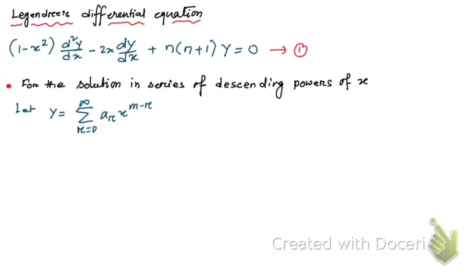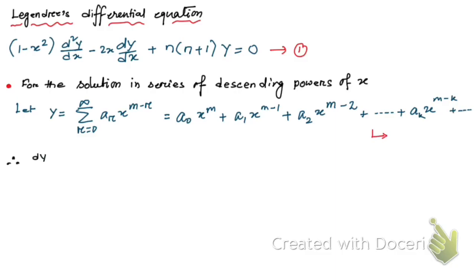Okay, if you want to find the solution in the form of a series of ascending powers of x, then instead of x to the power m minus r, you have to write m plus r. Okay, that's it. Now you see, if you write this summation in expanded form, you're gonna have this series. Let me write this one. So now let me take this as equation number 2.